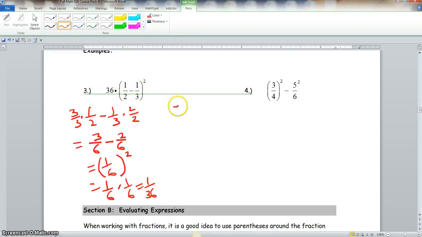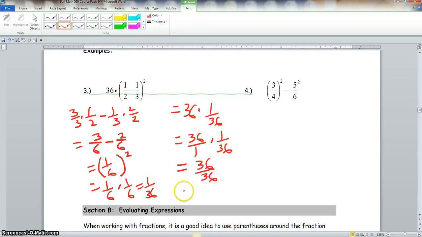So now what we would have is we would take this 36 times 1 over 36. Now, this is the same as 36 over 1 times 1 over 36. Now, we don't have to do the prime factorization of this because this would give us 36 over 36, which is just 1. So our final answer here is 1.